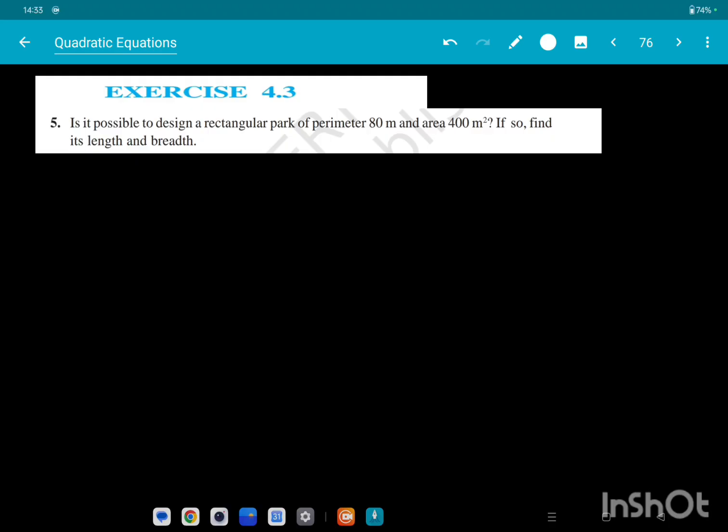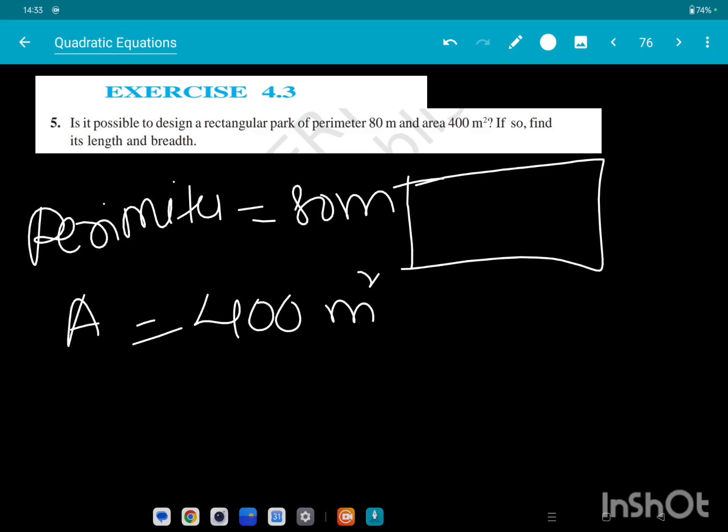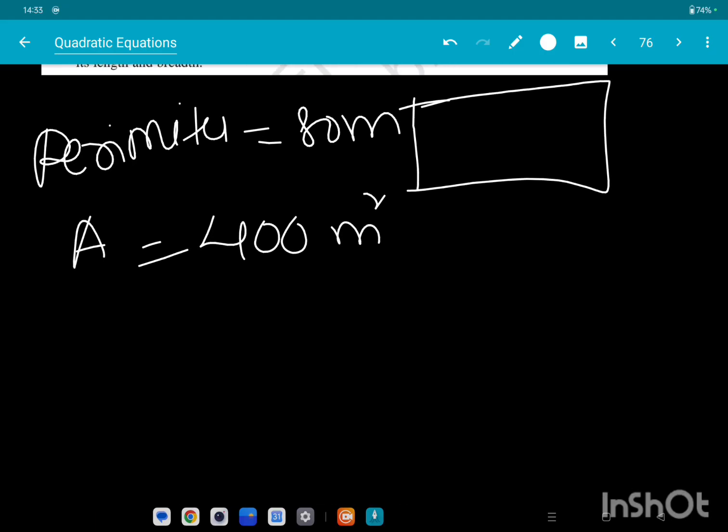Is it possible to design a rectangular park of perimeter 80 meters and area 400 meters square? If so, find its length and breadth. Now we will see. A rectangular park, which means perimeter. It was given perimeter is 80 meters and area is 400 meters square. Now we need to find the length and breadth. It is a very simple question.